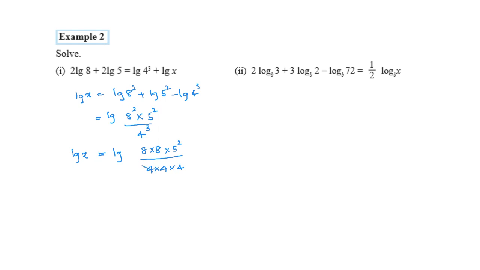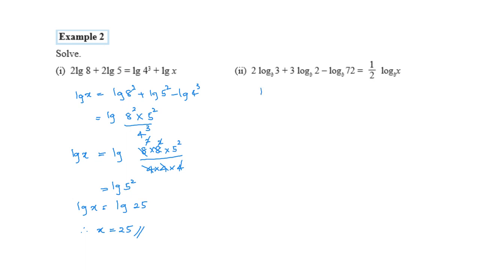Let's simplify them. You have 2 there, then again 2 there, then this and this cancel. You have lg 5 squared. lg x equals lg 25. So both sides you have log base 10. Therefore, x is equal to 25. That is our answer.